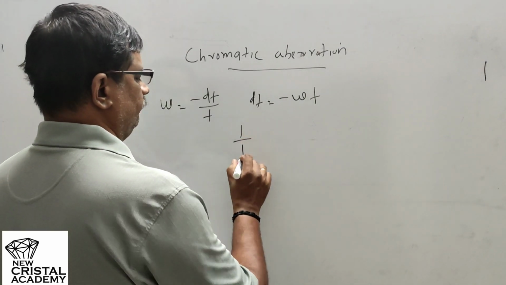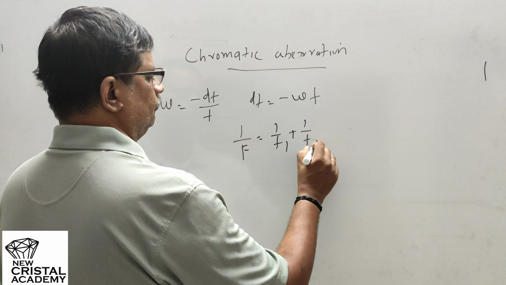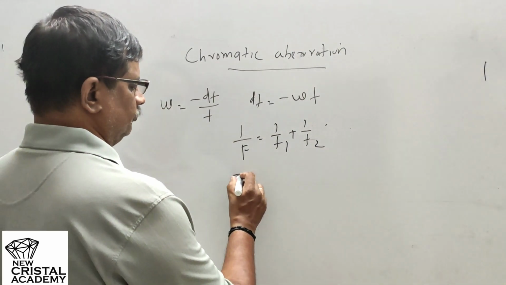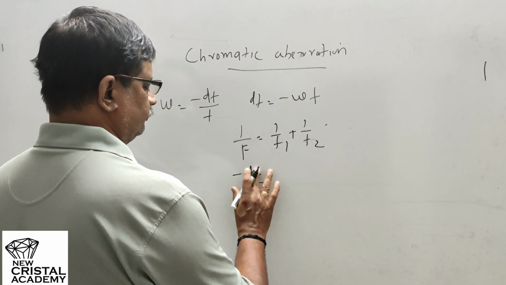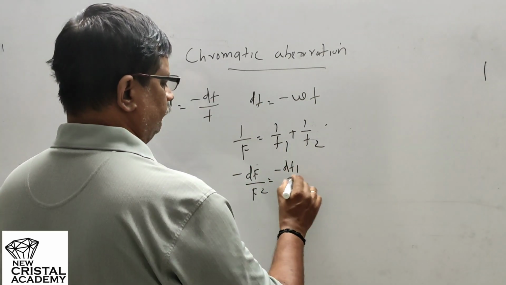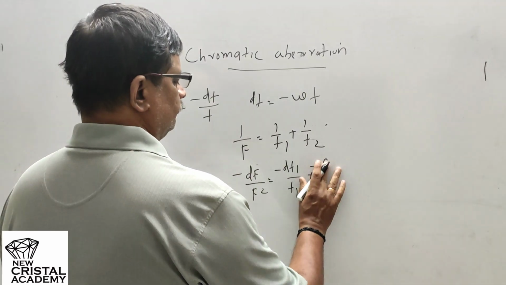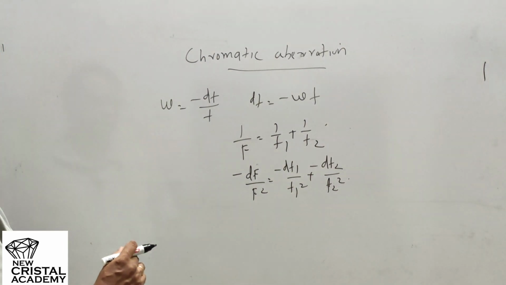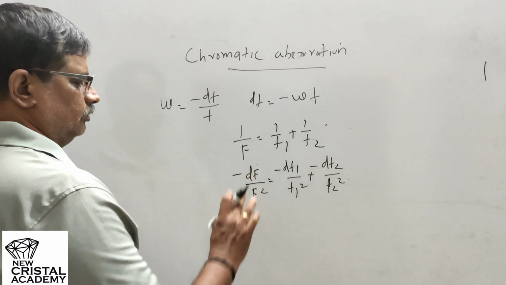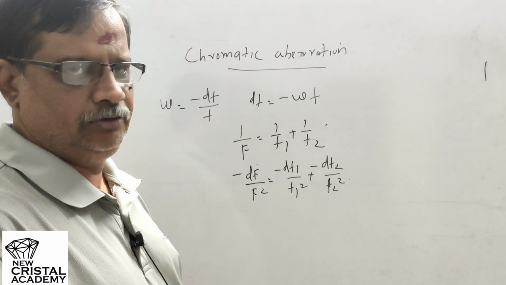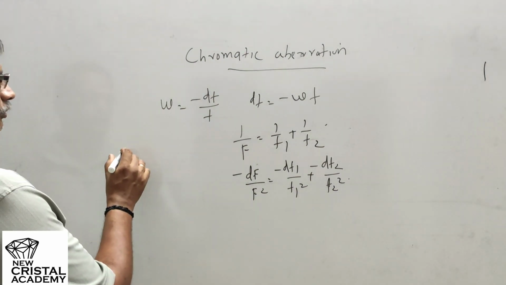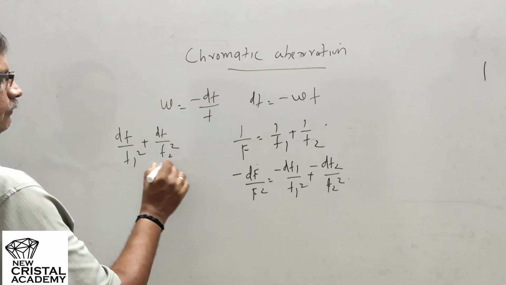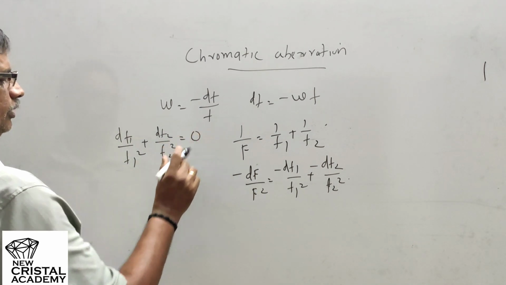We know that for the effective focal length, 1 by f equals 1 by f1 plus 1 by f2. This is the formula for the effective focal length when the two lenses are kept in contact. Let us take differentials on both sides. So minus df by f square is equal to minus df1 by f1 square plus minus df2 by f2 square. Now we shall rewrite this. Here df is the longitudinal chromatic aberration which we would like to be 0. Therefore the left hand side is 0, so df1 by f1 square plus df2 by f2 square equals 0.